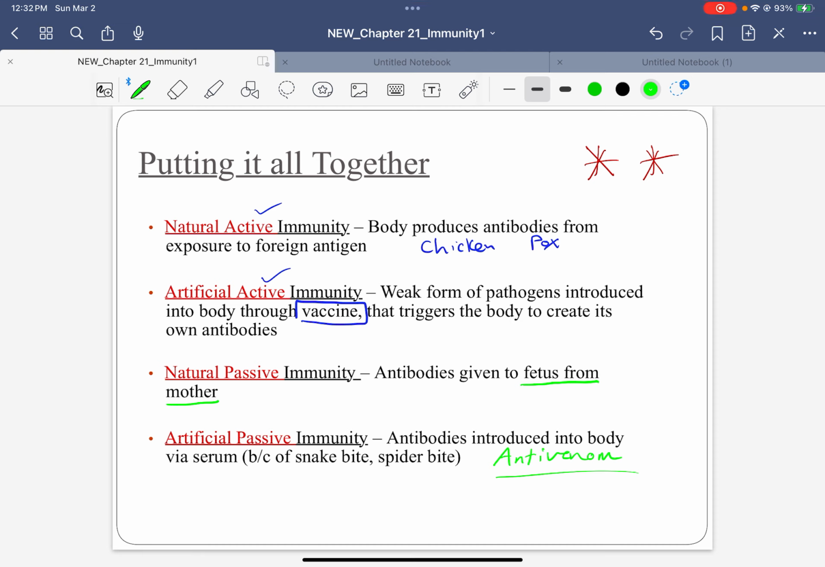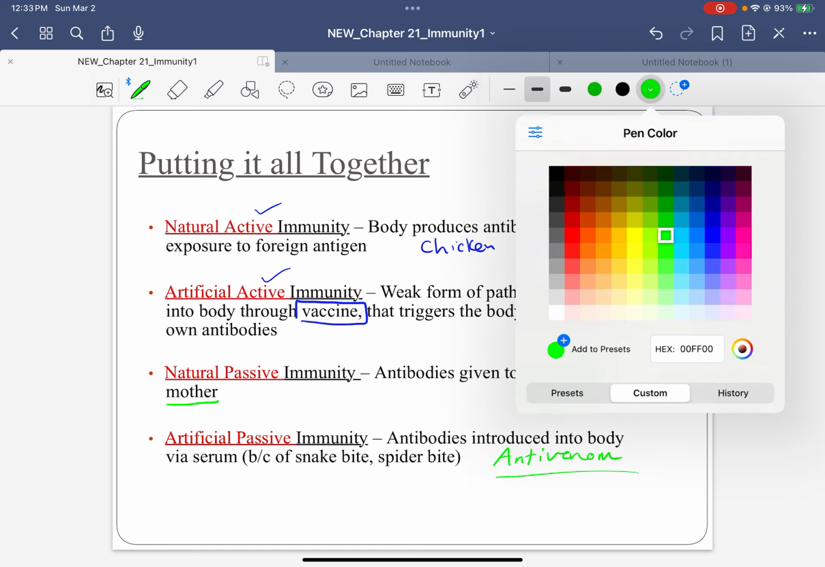So we get a needle of the antivenom. We purposely get antibodies given to us. So it's a passive means of exposure because it's from a needle, and it's artificial because you didn't make the antibodies. There's no memory. But in that instance, quick is the name of the game. So please make sure you look over all of these.